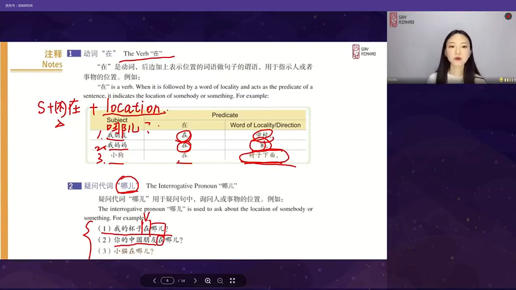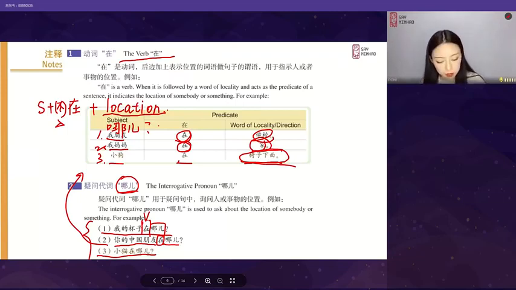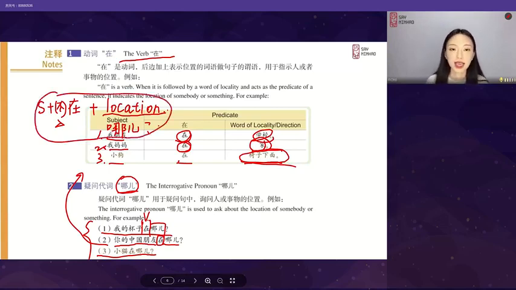你的中国朋友在哪? Okay, this one, the subject is much longer. There are six characters in this subject. 你的中国朋友, your Chinese friend. 在哪? Where is this Chinese friend? We can see it fits in this structure too. And the last one, 小猫在哪? 小猫, kitty, is the subject, 在 is the verb, and the location is 哪. Okay, so this is the structure of the verb 在.